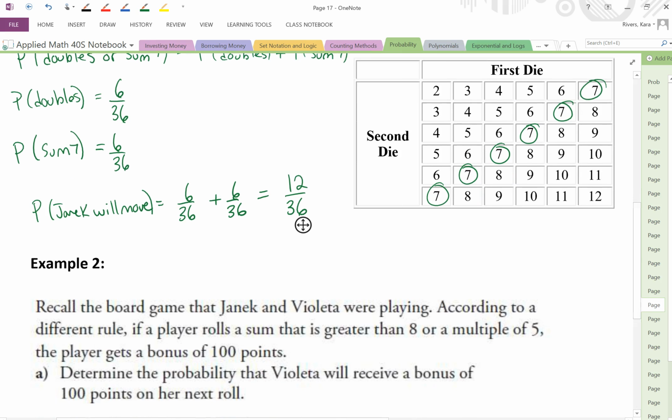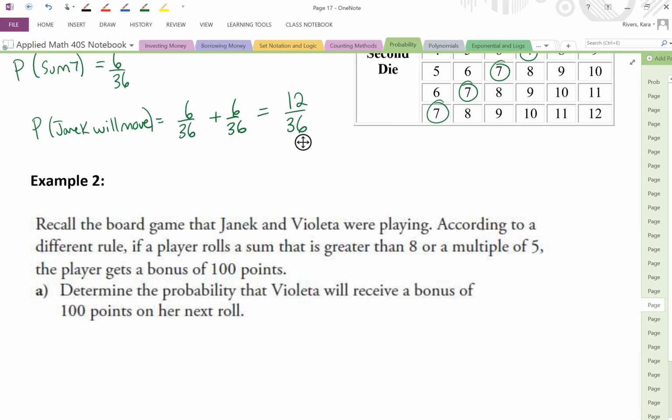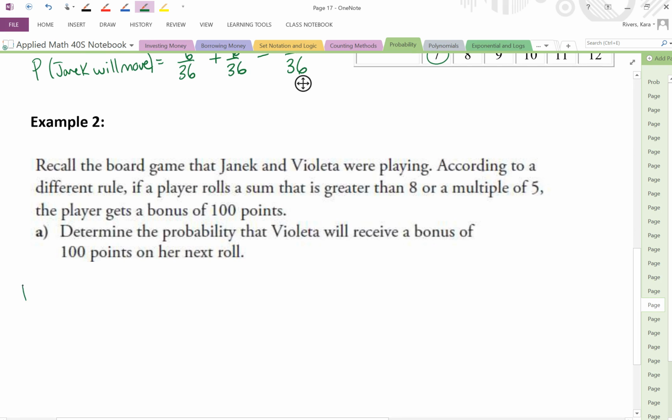Let's have a look at example 2. We're looking at the same board game that the two played, but according to a different rule: if a player rolls a sum that's greater than 8 or a multiple of 5, the player gets a bonus 100 points. Determine the probability that Violetta will receive a bonus of 100 points on her next roll. So that means we need the probability of getting a sum greater than 8 or the probability of a multiple of 5.